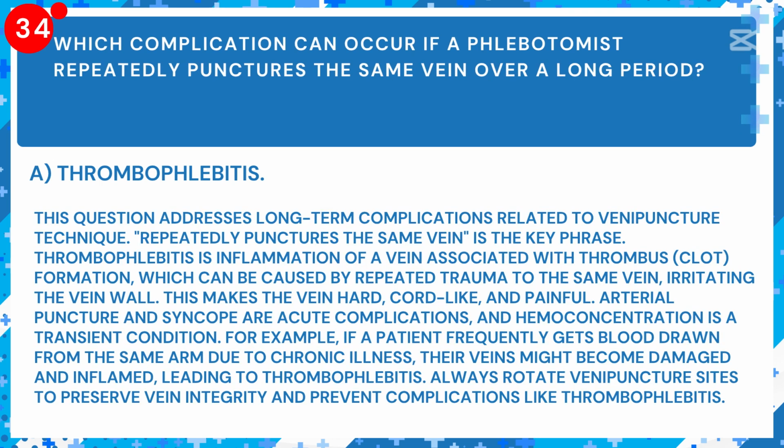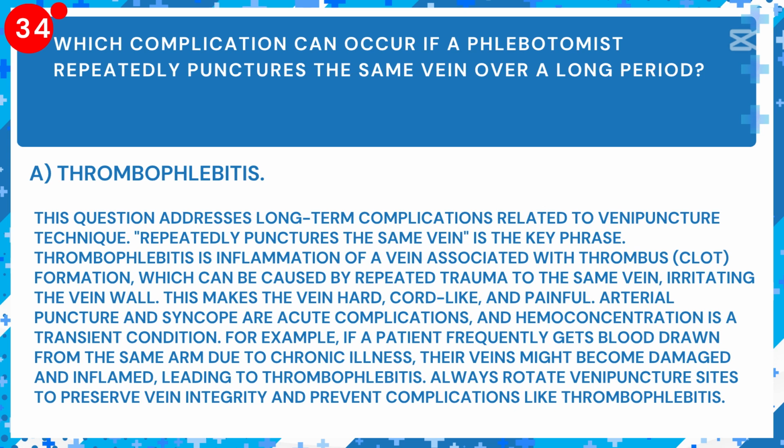Answer: A. Thrombophlebitis. Explanation: this question addresses long-term complications related to venipuncture technique. Repeatedly punctures the same vein is the key phrase. Thrombophlebitis is inflammation of a vein associated with thrombus, clot, formation, which can be caused by repeated trauma to the same vein, irritating the vein wall. This makes the vein hard, cord-like, and painful. Arterial puncture and syncope are acute complications, and hemoconcentration is a transient condition.